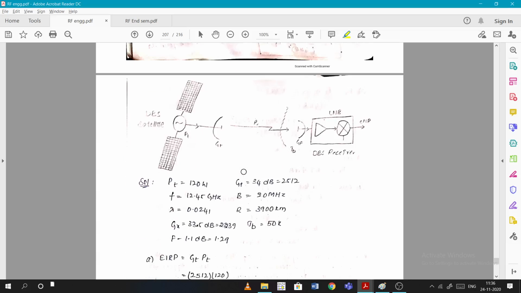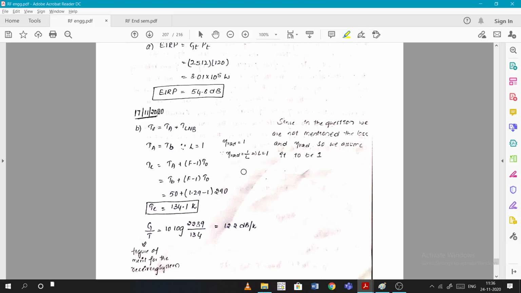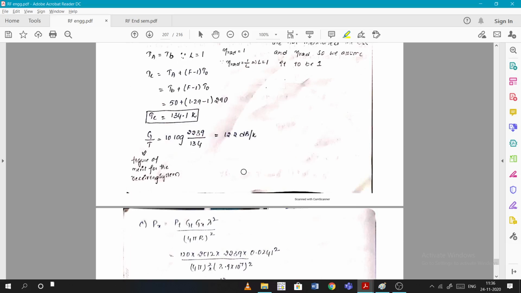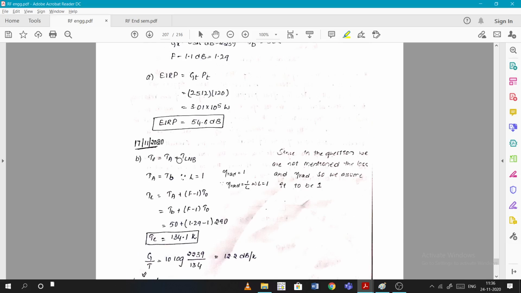So that is what this numerical is about. For knowing the numerical, there are a few formulas where we can see the effective temperature and so on. How we got these, I have already told in the noise chapter video.